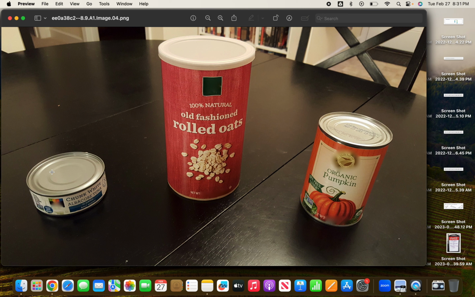And the rolled oats, I'll leave that up to you, but that's 15 ounces. I'll leave that up to you to figure that out. It's probably more than you think, though, those oats.